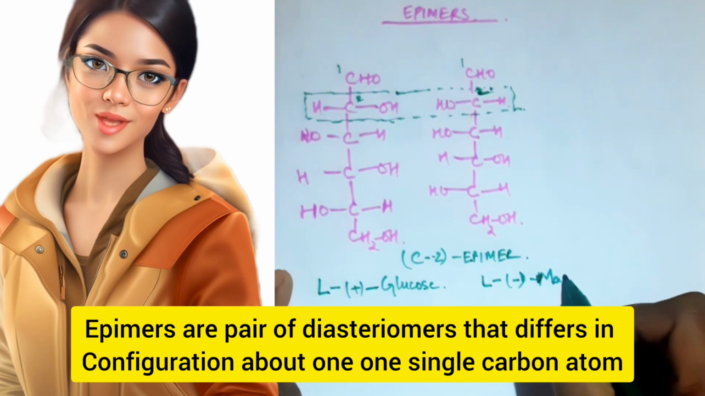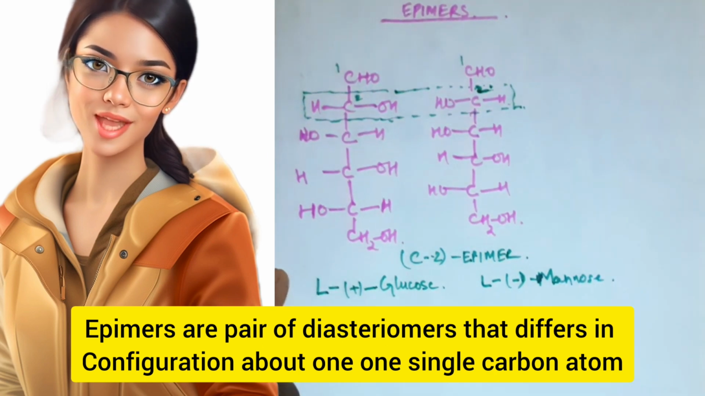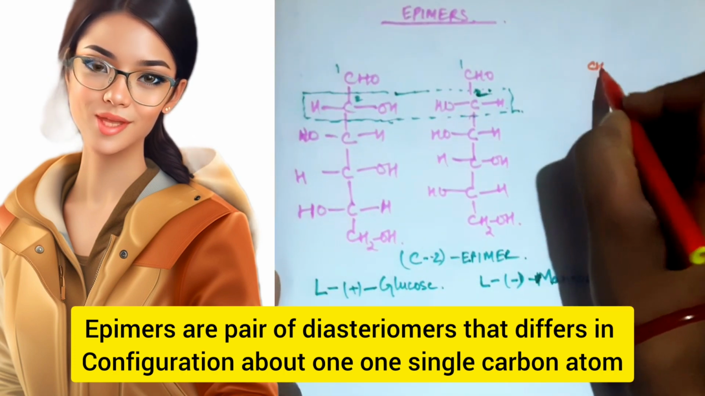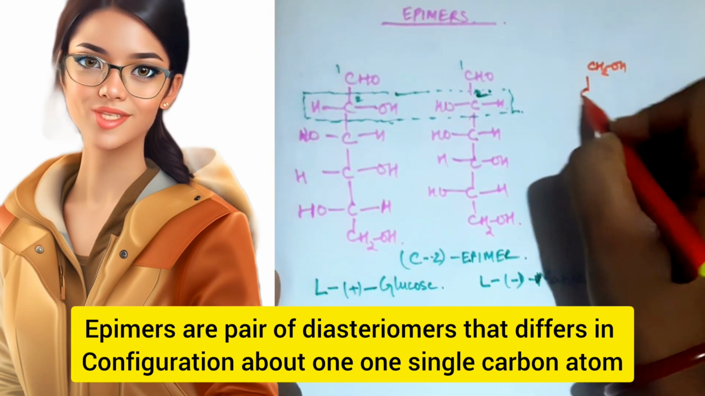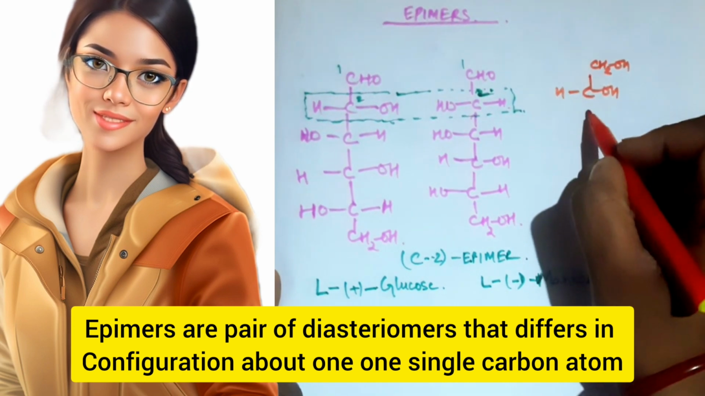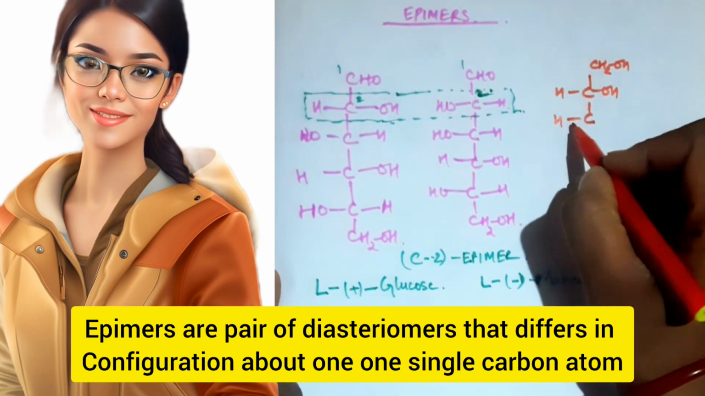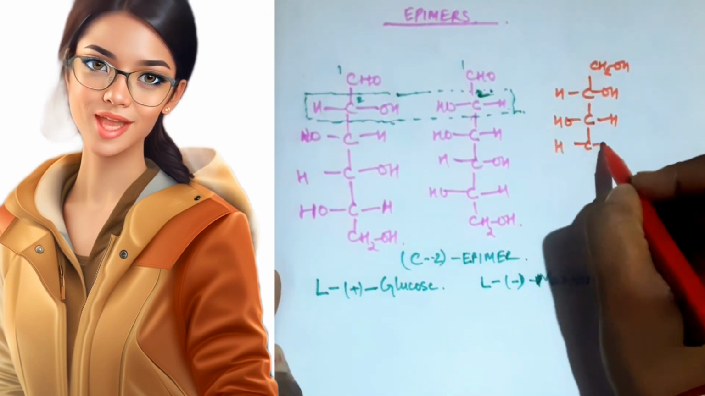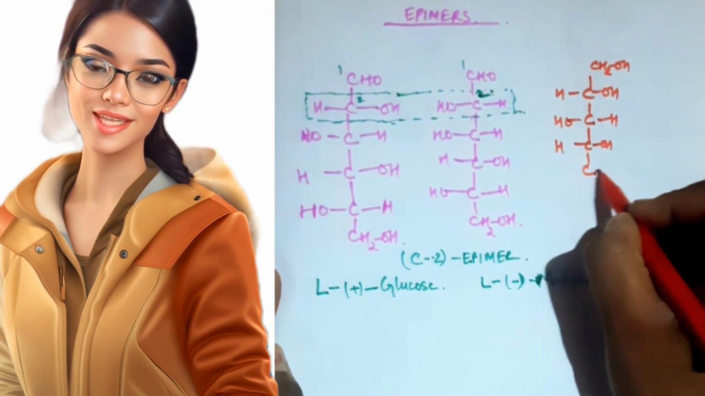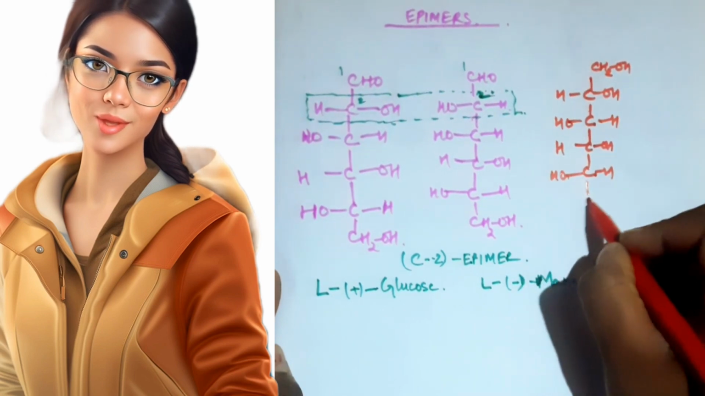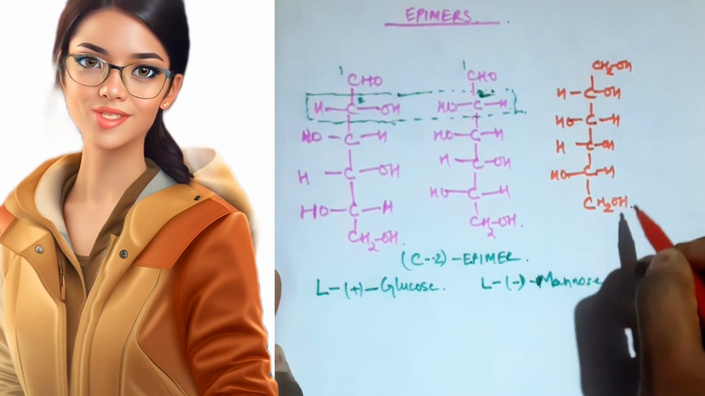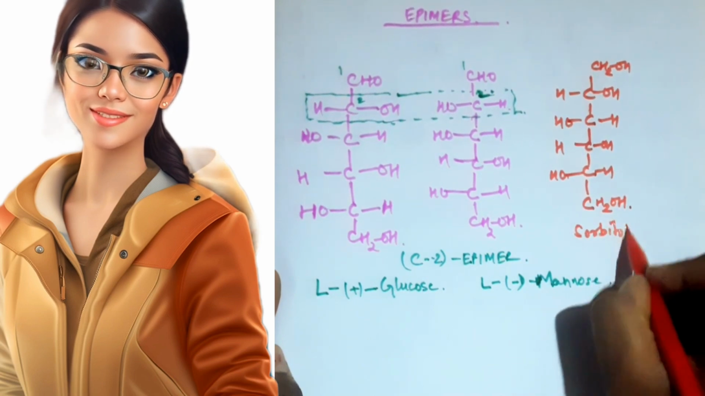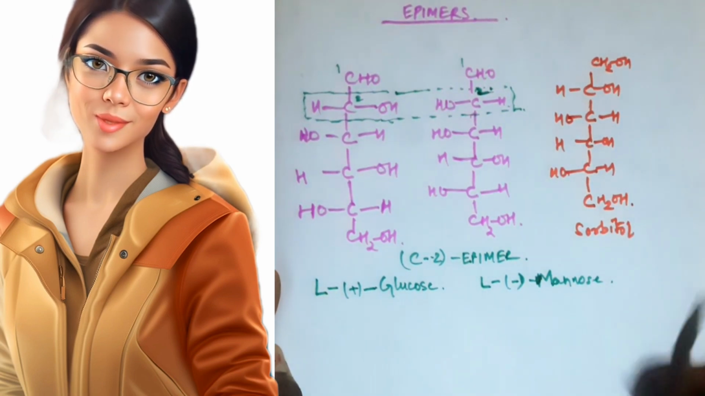In the first one, the OH group is on the right hand side, so it is plus glucose, dextrorotatory; it rotates light in the clockwise direction. On the second molecule, the OH group is on the left hand side, so it is like a mirror image, but only at the C2 carbon atom. So there is a difference on only one carbon atom, and it is between two different molecules, not on the same molecule.